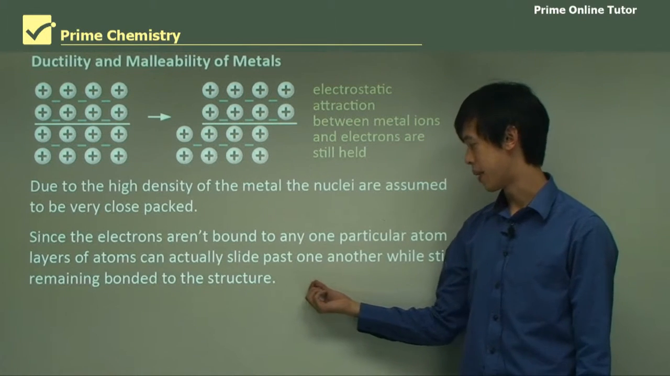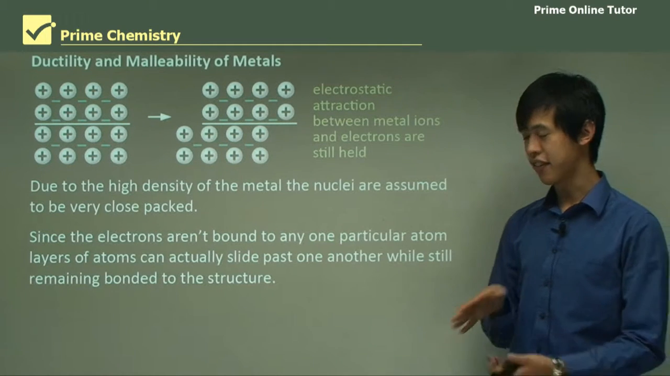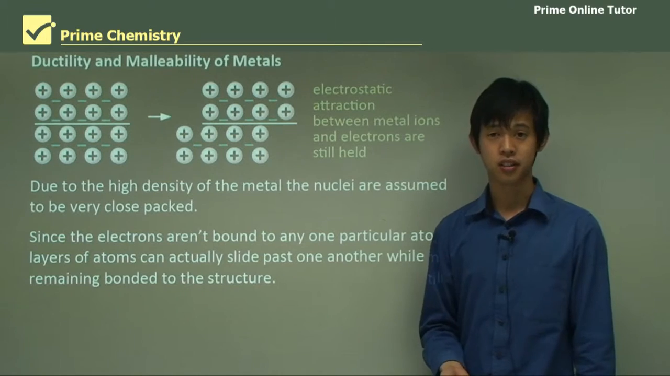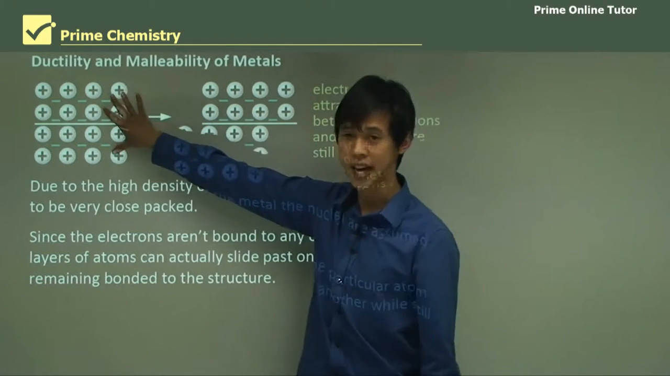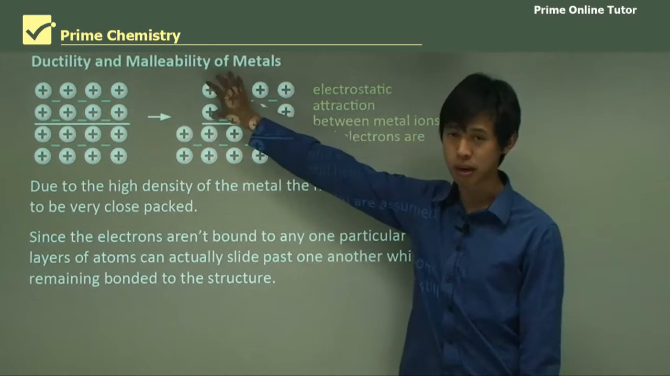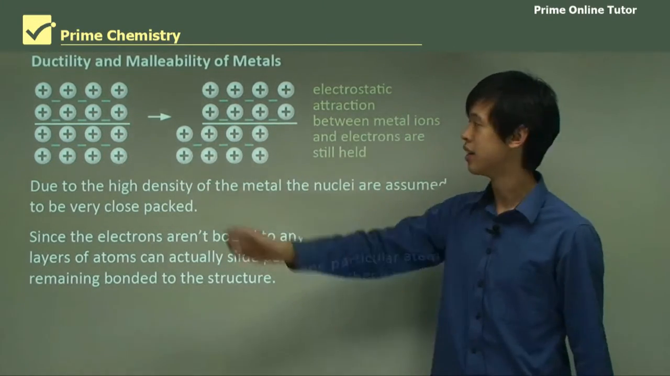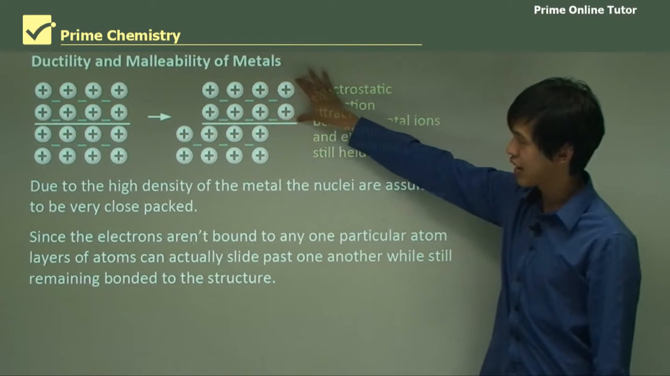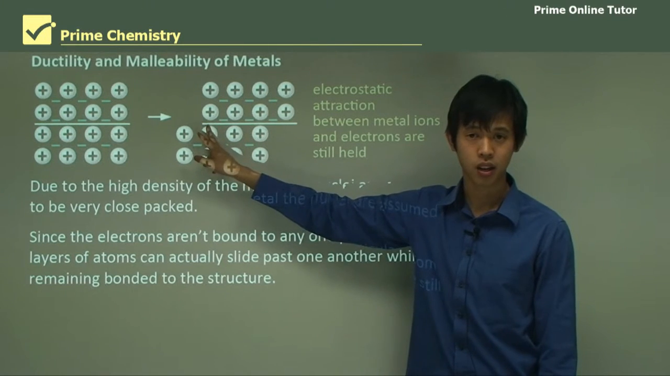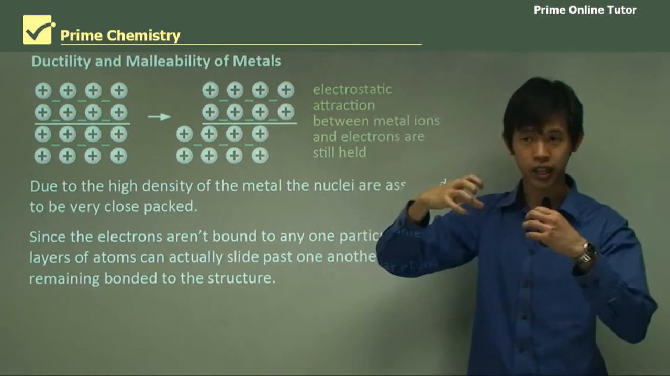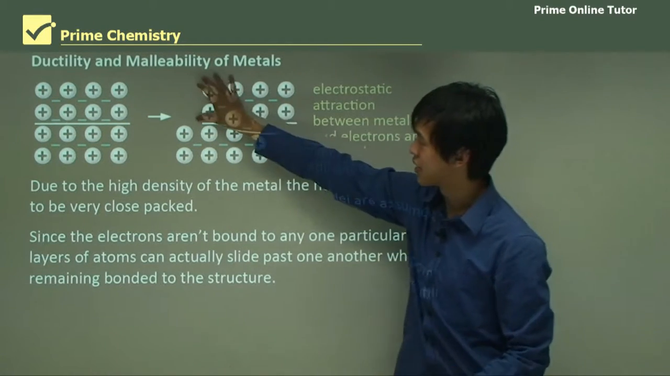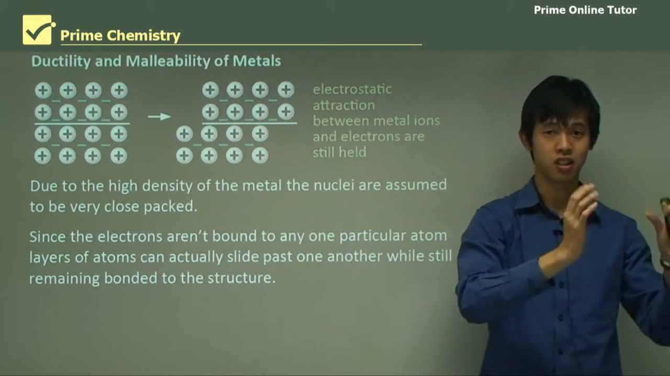Now, since the electrons aren't bound to any particular atom, layers of atoms can actually slide past one another while still being bound to the structure. Okay, so here we've got the normal lattice. This is just a plain metal. Then we've applied some kind of force to the top half. Okay, we've hit it with something. And you can see that the top half can actually slide across, but it still remains attracted because there's electrons in between. Okay, so the electrons in between are actually holding the lattice from falling apart, but it's allowed these top ions to actually move across and slide.